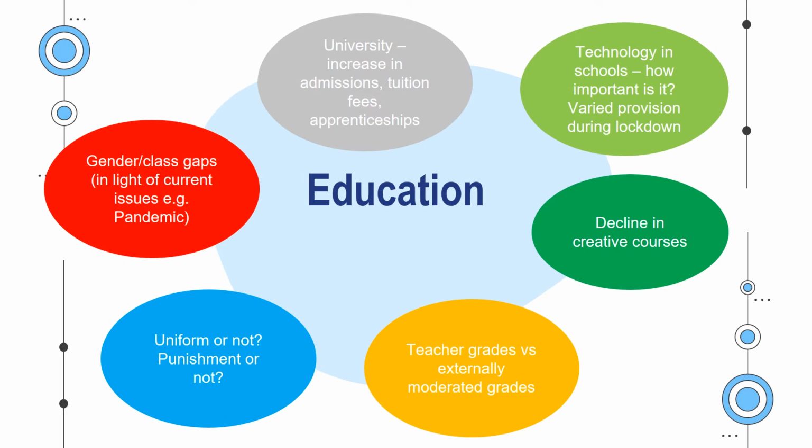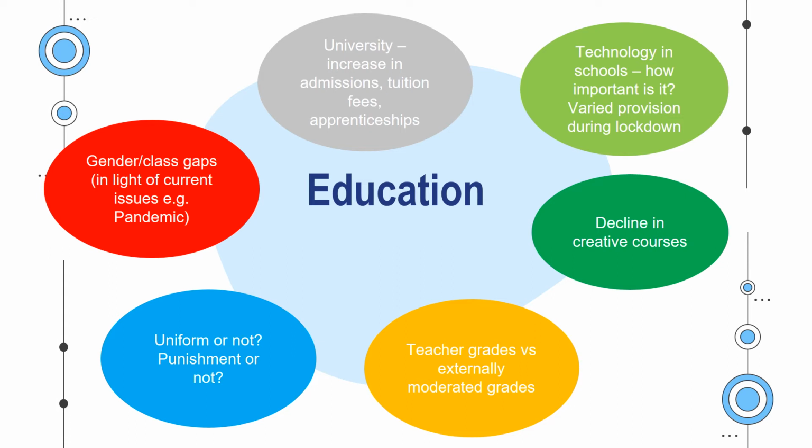Okay, education, something else that I could probably think and talk a lot more about. Couple of kind of issues here. So technology in schools, particularly in light of the recent lockdown and remote learning that we've all had to adapt to in education. How important is it? How varied was the provision? Do we think that people were disadvantaged by it?